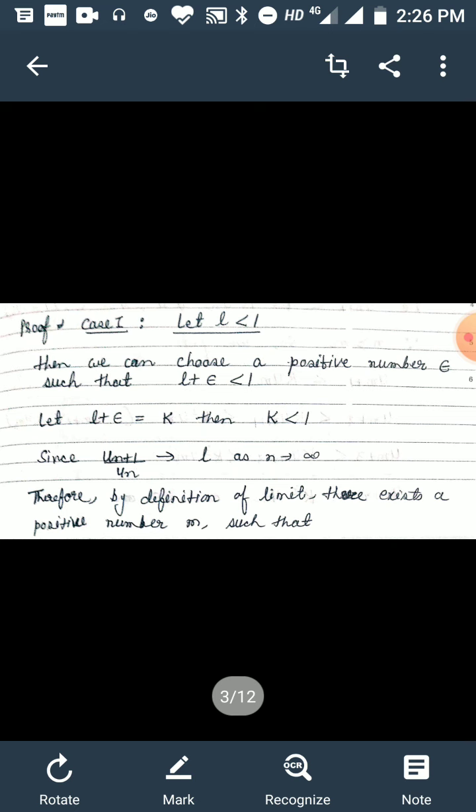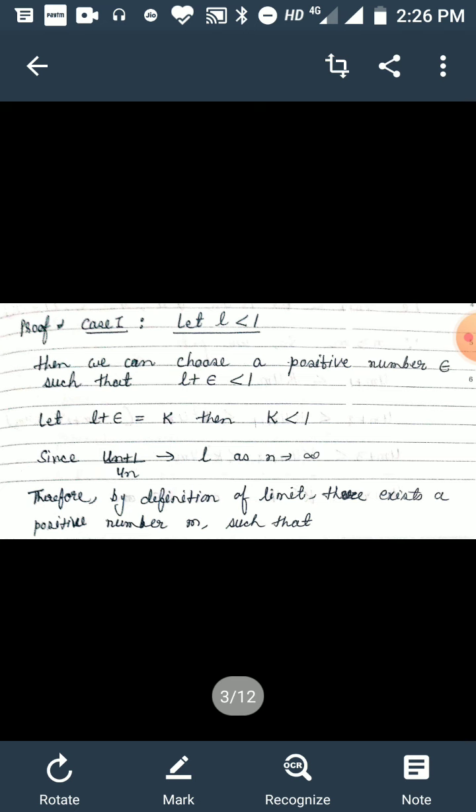Now come to the proof. Let us discuss it case wise. So take case 1 as: let L is less than 1. Then we can choose a positive number epsilon such that L plus epsilon is also less than 1. So epsilon is a very small positive quantity. So if L is less than 1, L plus epsilon should be less than 1. Let this L plus epsilon be equal to a number k, then k is also less than 1.